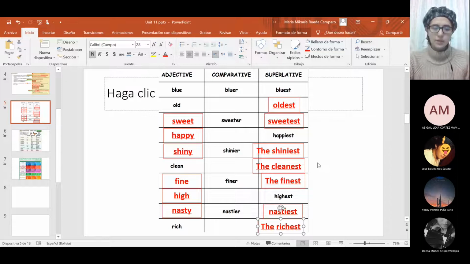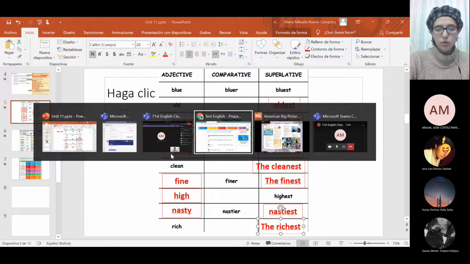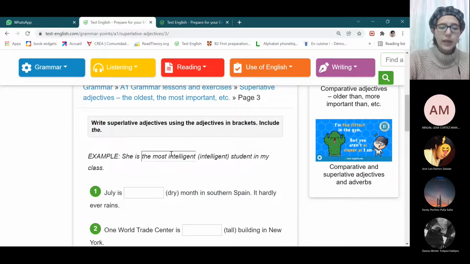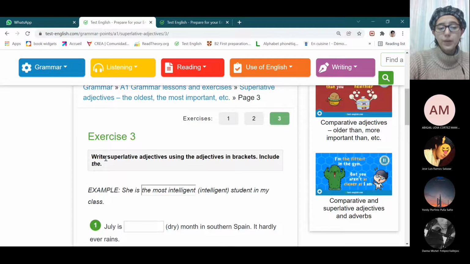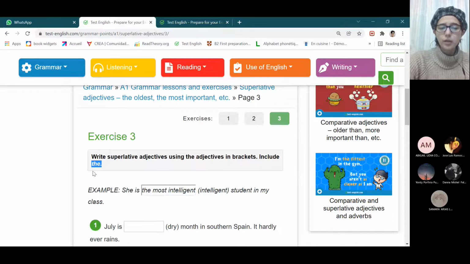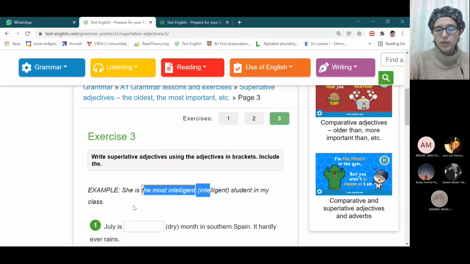So now that we have practice, let's do some exercises. We're going to go here. Here you have: write superlative adjectives using the adjective in brackets, right? This is the bracket, intelligent. Include the. So don't forget, please, to use the article the. Yes, no nos vamos a olvidar de usar el artículo the. So, for example, she is, and you have the word intelligent, a student in my class. So we're going to say, she's the most intelligent student in my class. What about number one?